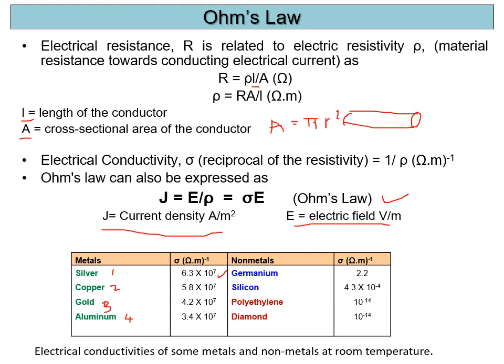For non-metals such as germanium and silicon, the electrical conductivity is much lower compared to metals. But for the polyethylene polymer and also the diamond ceramic, they have very low electrical conductivity, or very high electrical resistance.